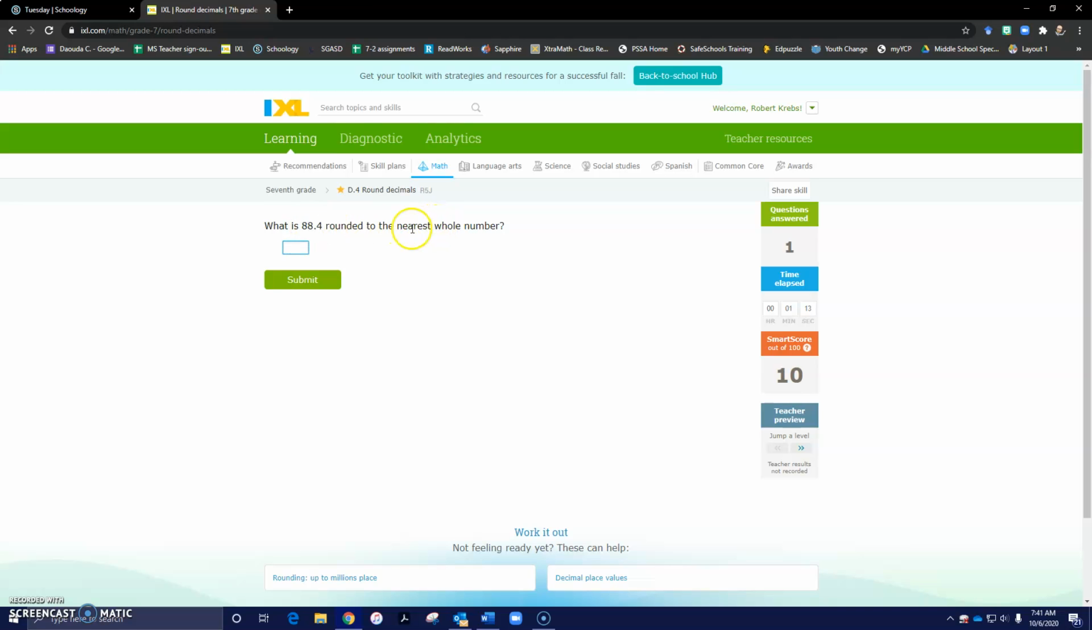88.4 rounded to the nearest whole number. Again, we're looking at the same exact place. And if we were thinking dollars and cents, whole number, we're looking at the ones place, or the dollars, just even dollars, no change. Same idea. We look right to the right of the 8. We have a 4. 5 or above, give it a shove. 4 below, let it go. I'm going to let it go because that 4 doesn't do anything to the 8, so it rounds to 88.